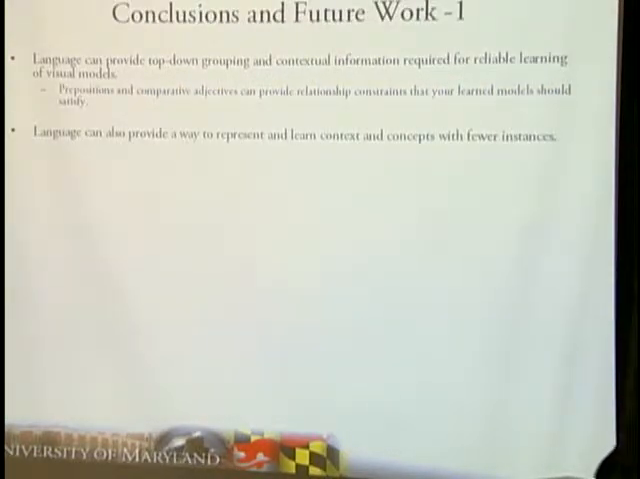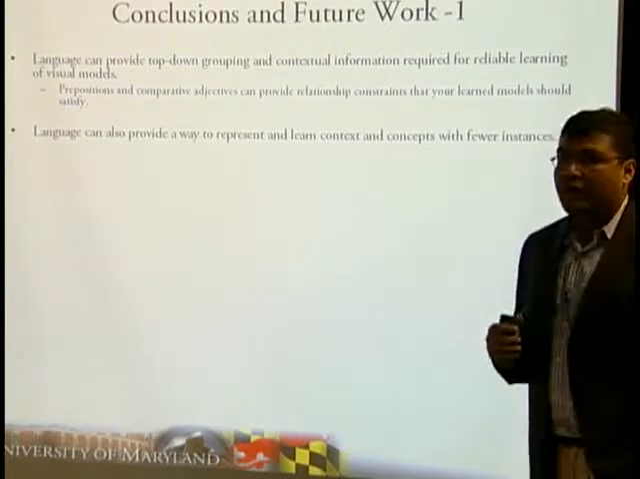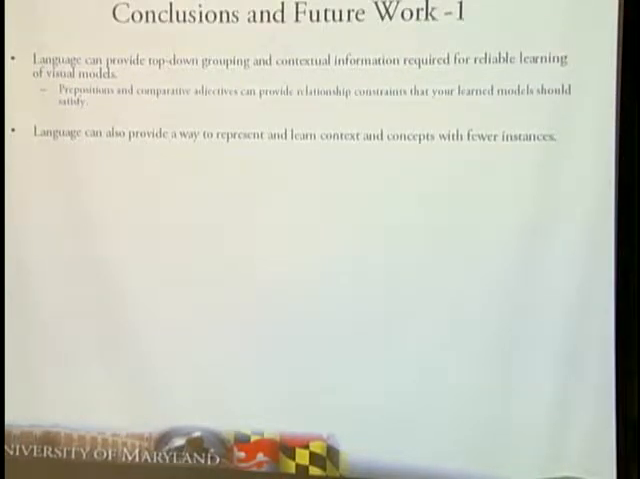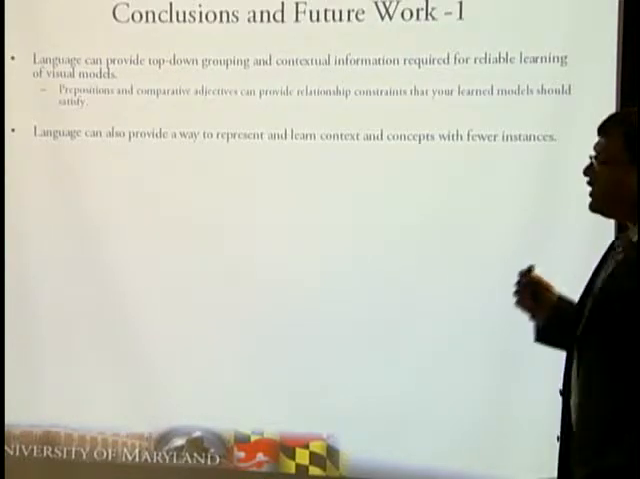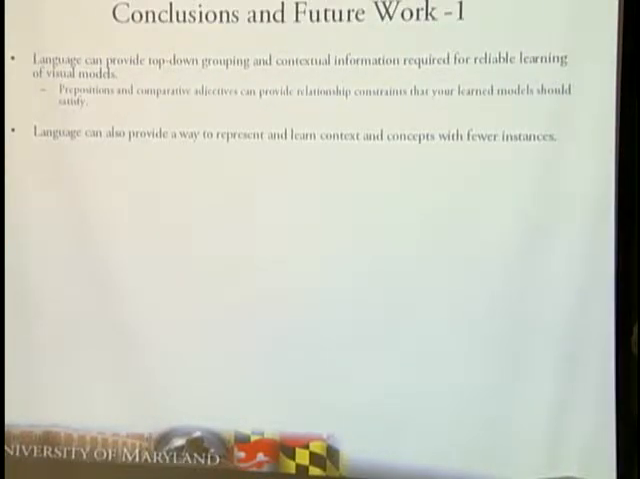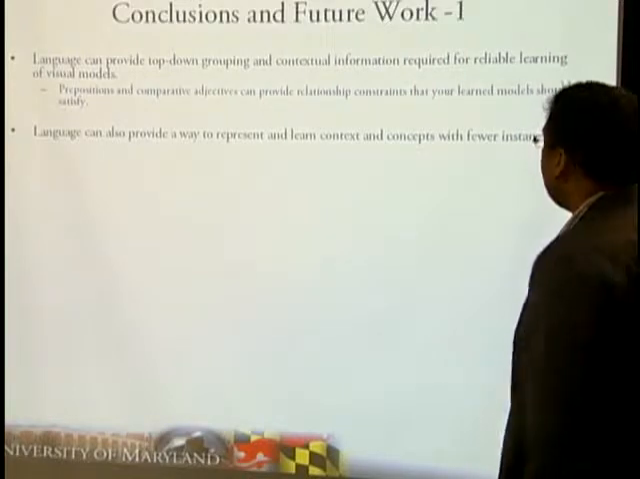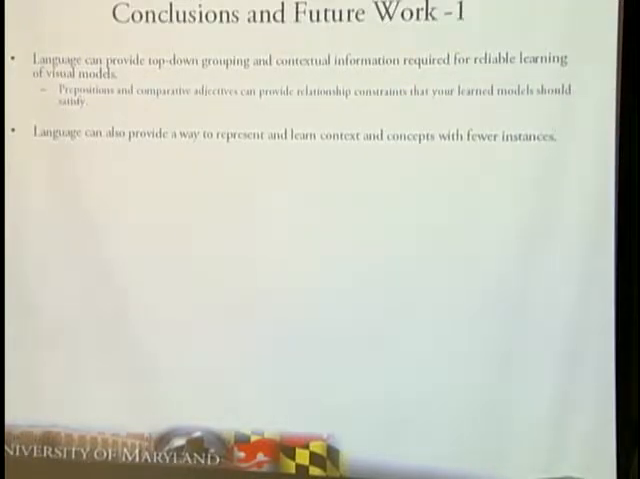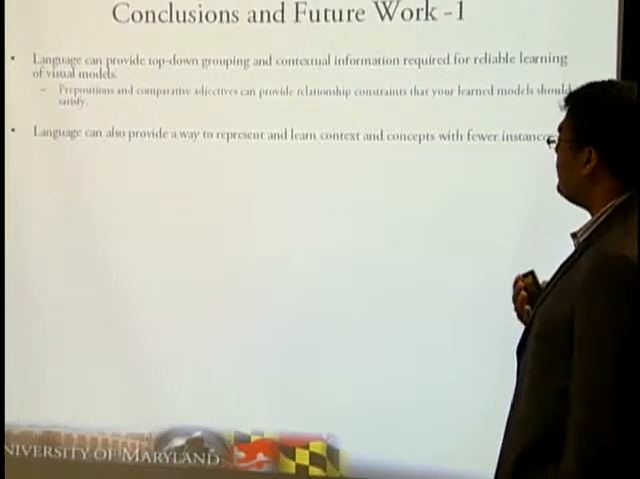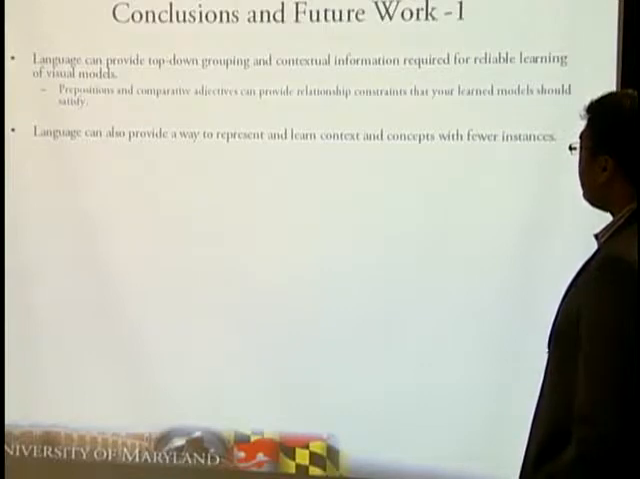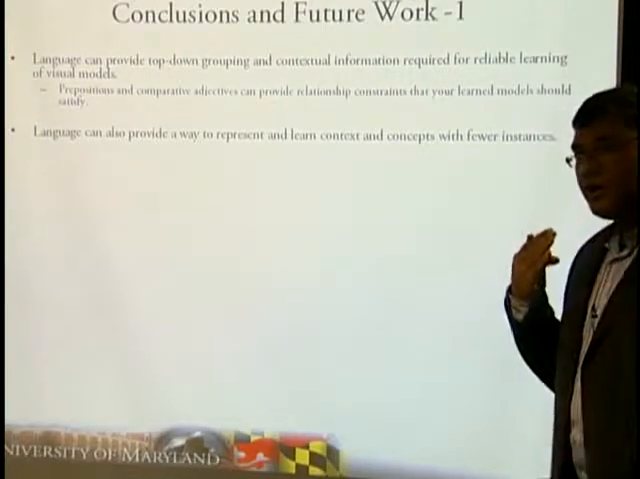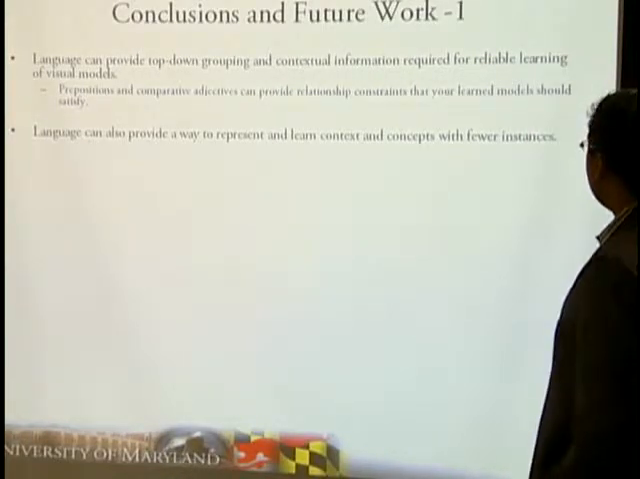Okay, to conclude, I have shown that language can provide top-down information or contextual information which is important for reliable learning of visual models. More specifically, I have shown that prepositions and comparative adjectives can provide relationship constraints that our learned models should satisfy. I have also shown how language can provide a way to represent context and learn context from very rare or few instances.